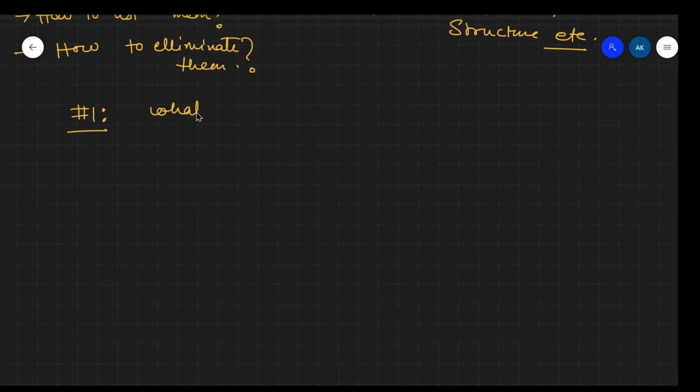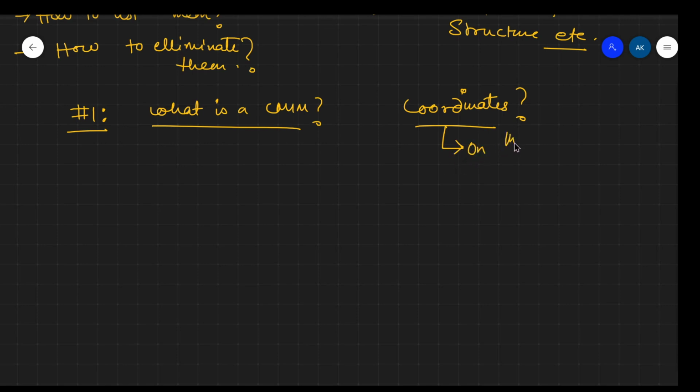What is a CMM? CMM stands for Coordinate Measuring Machine. It's even written in the syllabus. So which coordinate does it measure? What do you understand by coordinates? And where is it measuring? What will you do with these coordinates? Actually, these are the coordinates on the job. A CMM is a coordinate measuring machine. It measures coordinates, and these coordinates are on the job.